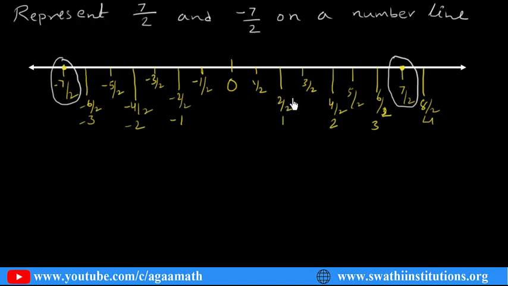Let us go with another concept: how to find the number of rational numbers in between given two rationals. How many rational numbers lie in between two given rational numbers, right?